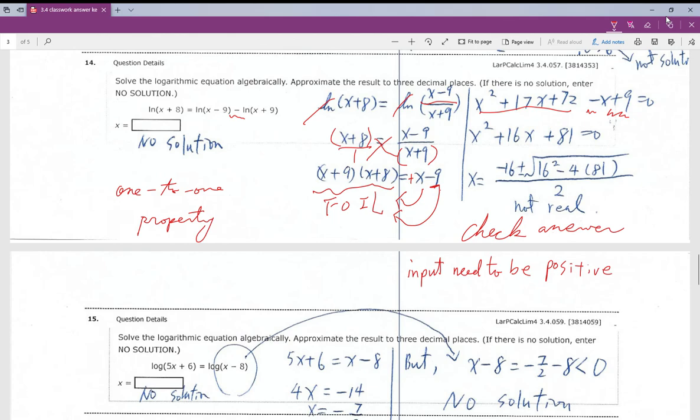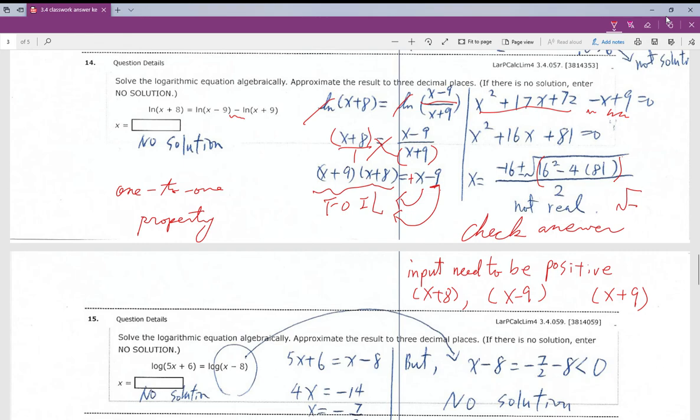Okay, so you have input x plus 8. You also have input x minus 9. And you also have input x plus 9. Now, because I already realized inside the root is negative, and if inside the root is negative, the square root of a negative is not real. If not real, we don't even talk about positive or negative. You just say no, you don't find any solution.